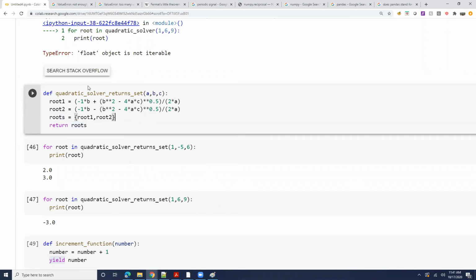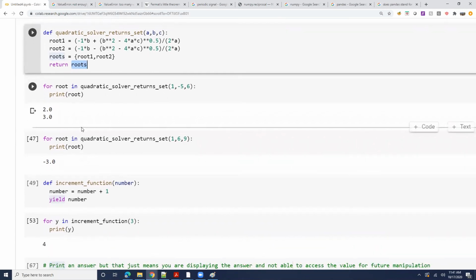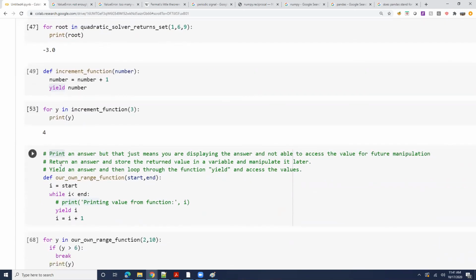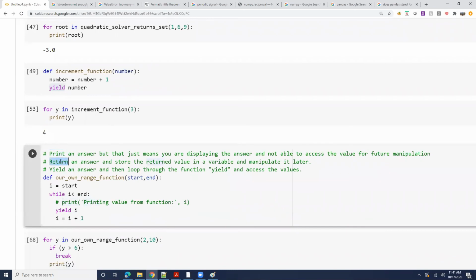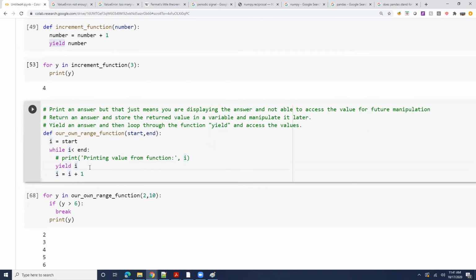And why would I not want to go back here and try to add the sum? Because this function's purpose is to return roots, not to do the sum. If I change it, then I'm changing the meaning of the function. So printing is not the same as return. Return is, once you return a value from a function, you abruptly stop it. And finally, yield is not the same as returning a value. When you yield a value from a function, the function runs up to this point.